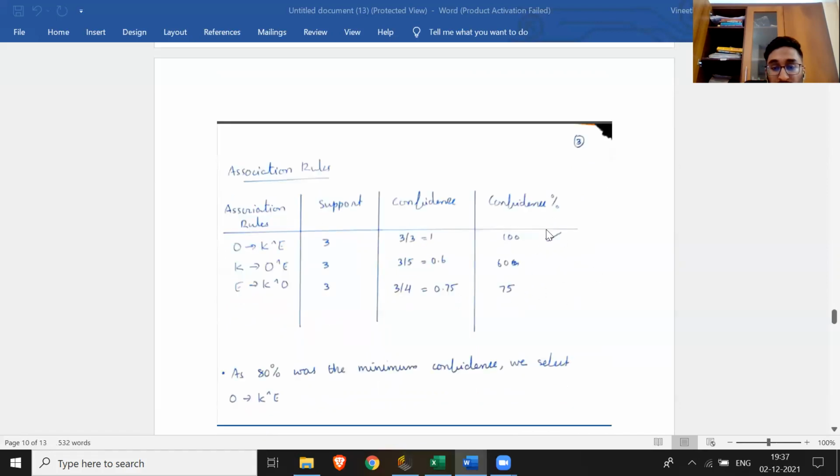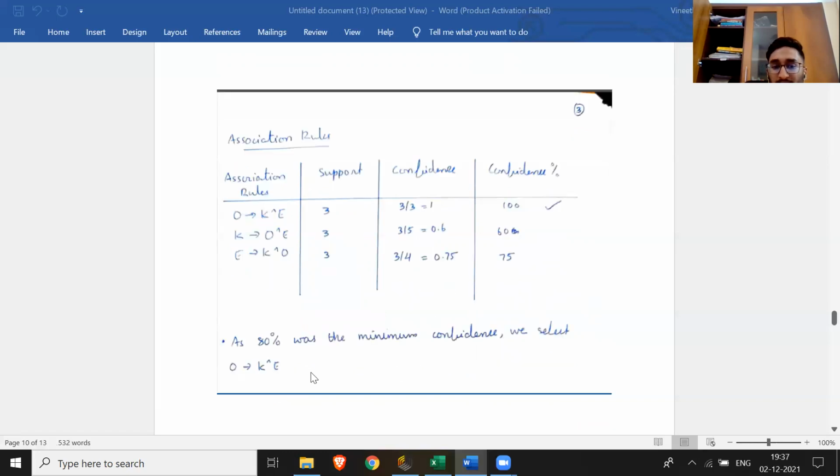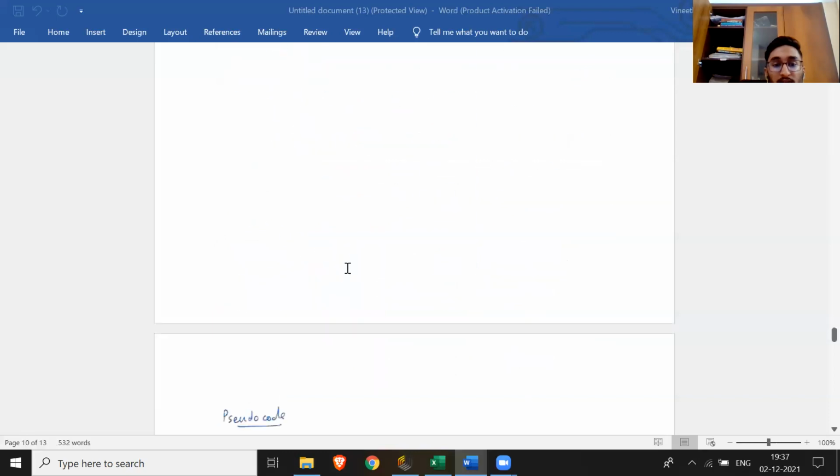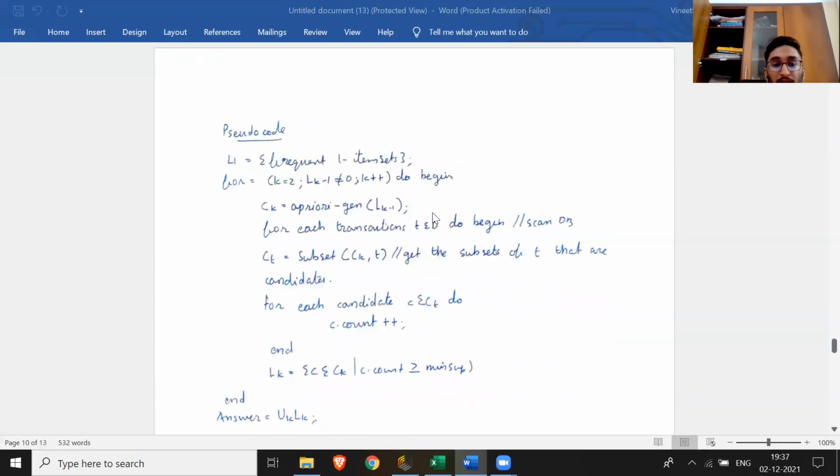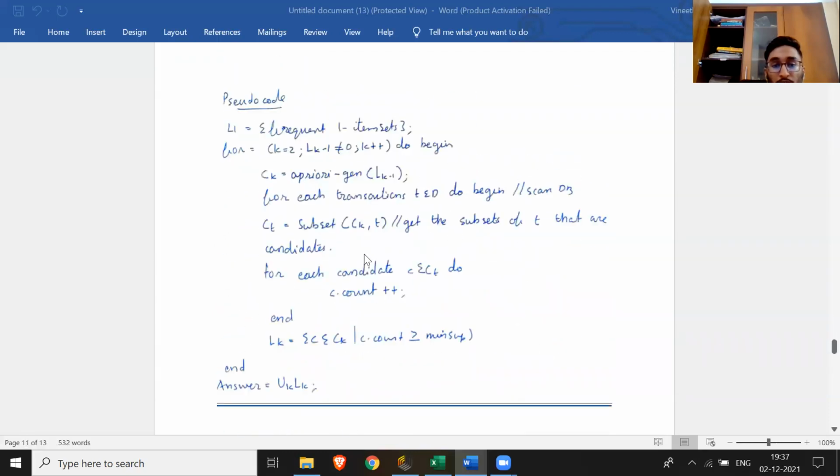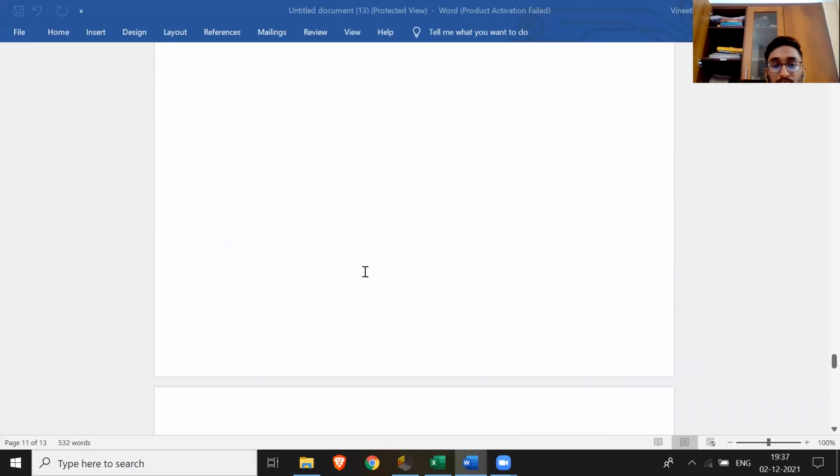We find the confidence percentages, which are 100, 60, and 75. And we have already set 80% as the minimum confidence level before starting all this process. So we can reject 60 and 75 as they're below 80%, and we finally get O gives KE as the required value. This is the pseudocode for the Apriori algorithm.